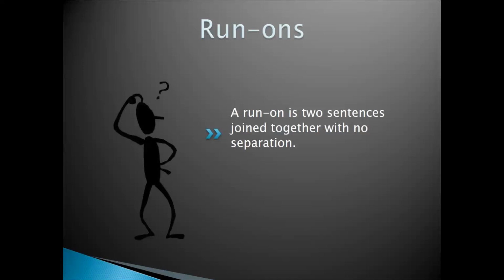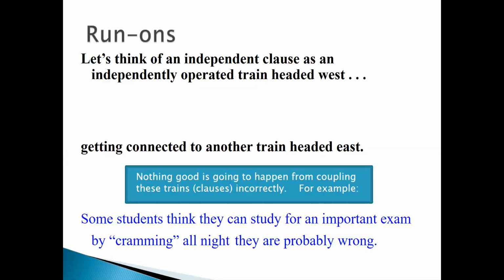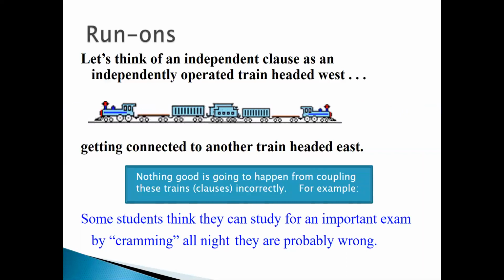The second type of error is a run-on. This is where we have two sentences joined with no separation. Look at this sentence here. "Some students think they can study for an important exam by cramming all night. They are probably wrong." Well, I have two sentences, or two trains connected, but they're going in separate directions. There's nothing connecting them, so it's not one sentence, it's two complete sentences.